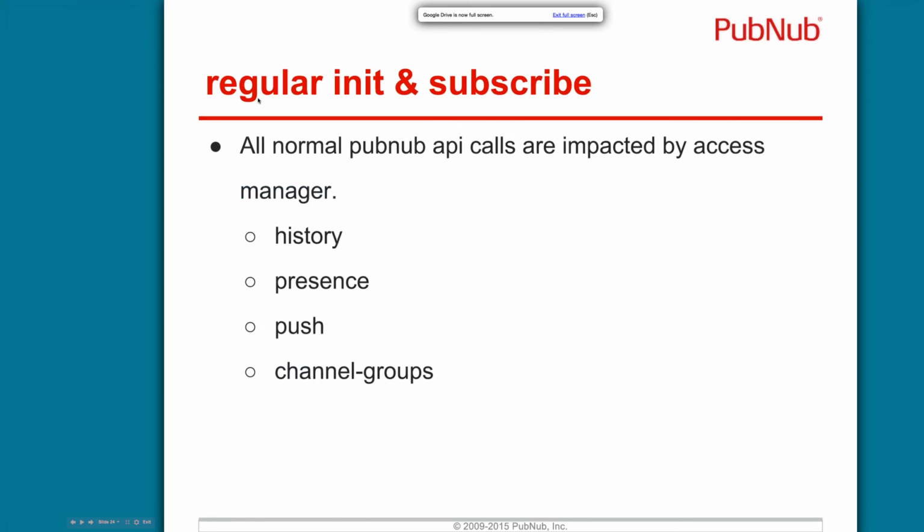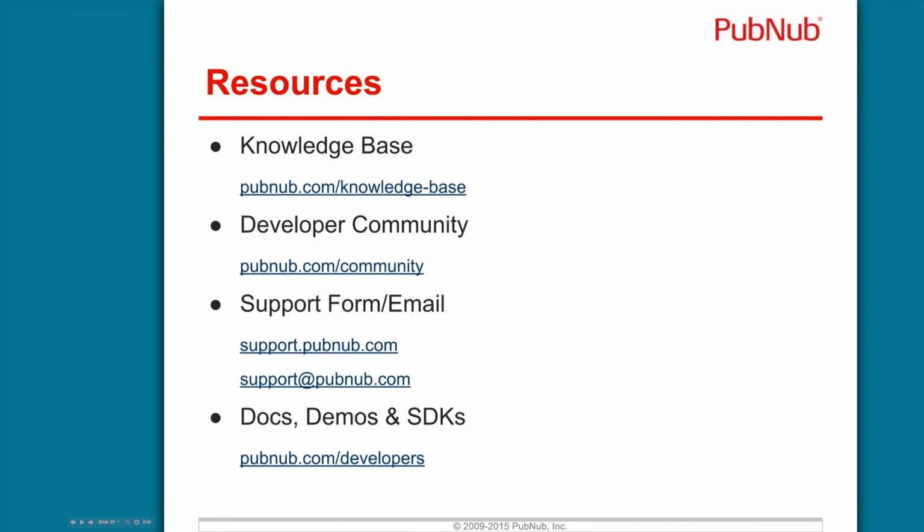So for Access Manager, that's just about it. We have resources available to you. We have a knowledge base out there that's very, very useful, has a lot of how-tos and solutions for common problems. So if you get stumped, definitely check out the knowledge base. There's a developer community at pubnub.com/community where you can post questions, and we monitor that and try to get back to people as soon as possible on the community.